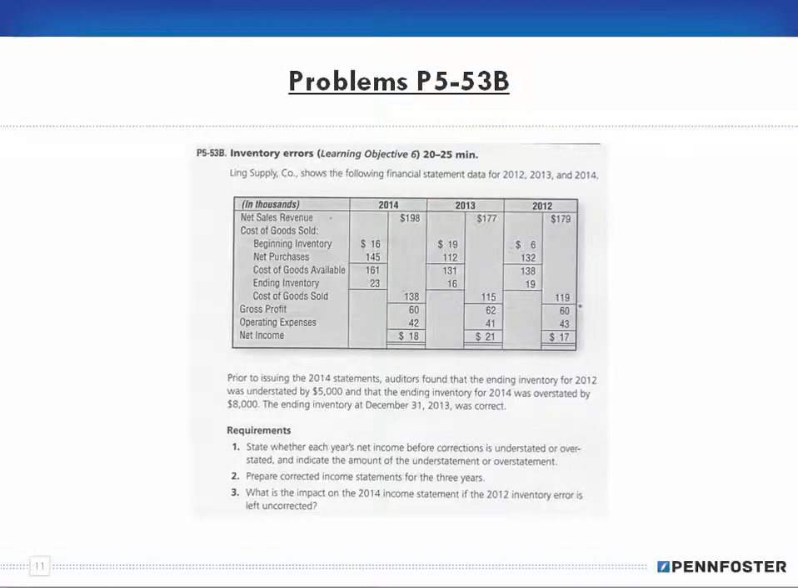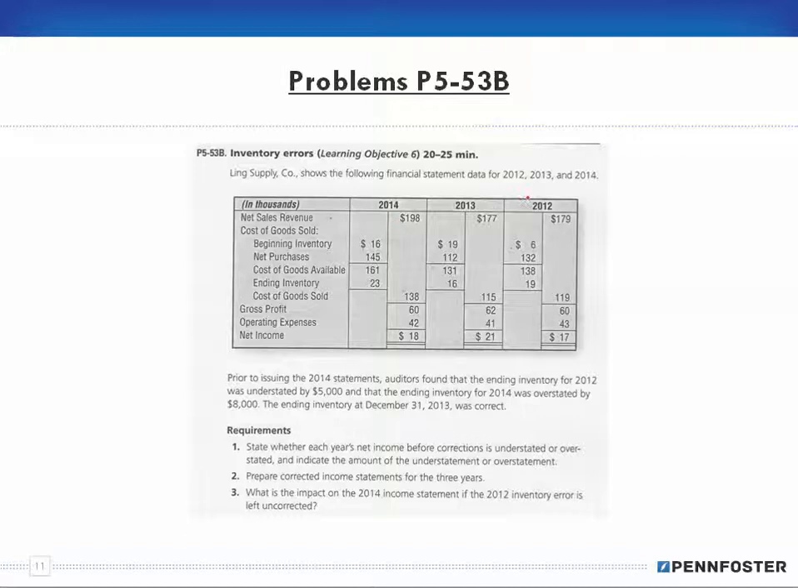So they're saying, okay, here's my data on the financial statement. This, of course, is the income statement for 2012, 13, and 14. It says here, prior to issuing the 2014 statements, auditors, remember, the auditors are people who are coming in and looking at your books to find any mistakes that you've made, or they're not sure about the way you're reporting things. They found that the ending inventory for 2012 was understated by 5,000. And the ending inventory for 2014 was overstated by 8,000. The ending inventory for 2013 was correct.